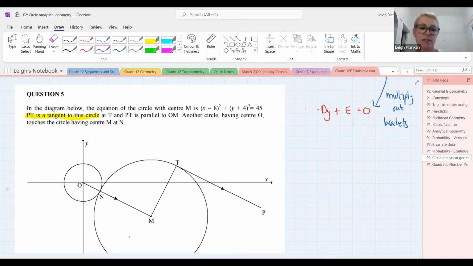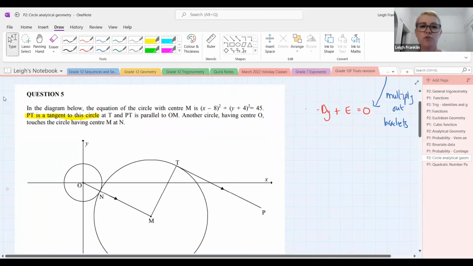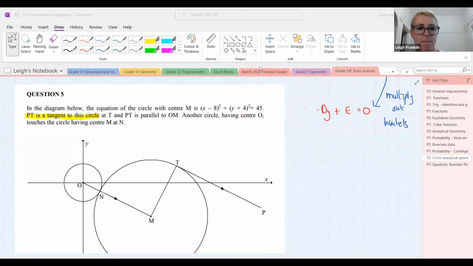Why would they tell us that PT is a tangent to the circle? What does it mean for us? Which line is perpendicular, Amal? You need to be specific here. What is perpendicular?